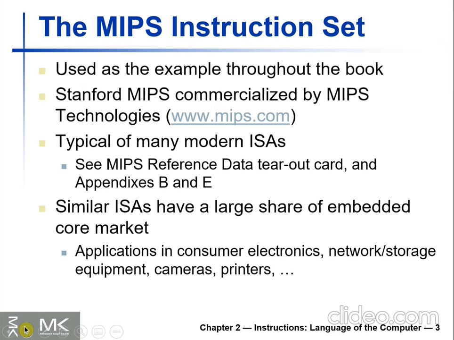MIPS instruction set. Again, MIPS is used as the example throughout the book. Although it's not very famous in the market to see a processor that uses MIPS, there are still many applications, especially embedded applications, that use MIPS. For example, network or storage equipment, cameras, printers, stuff like this. And if you want to know more about MIPS, just go to appendices B and E to know more about this instruction set.